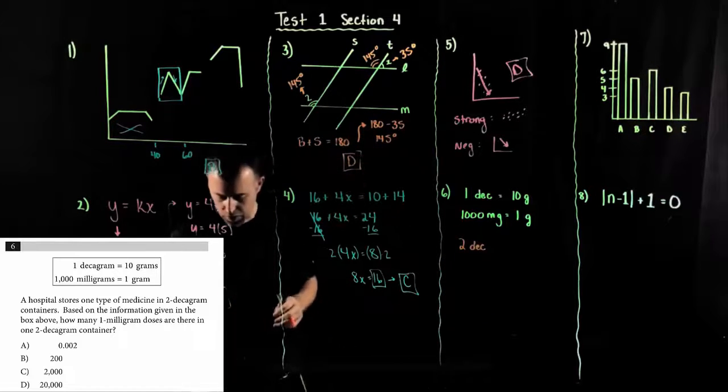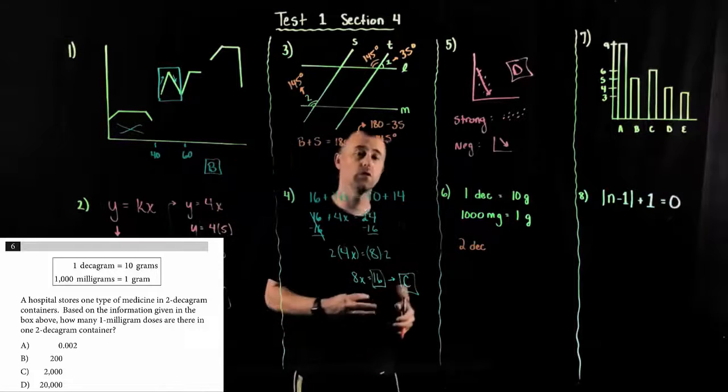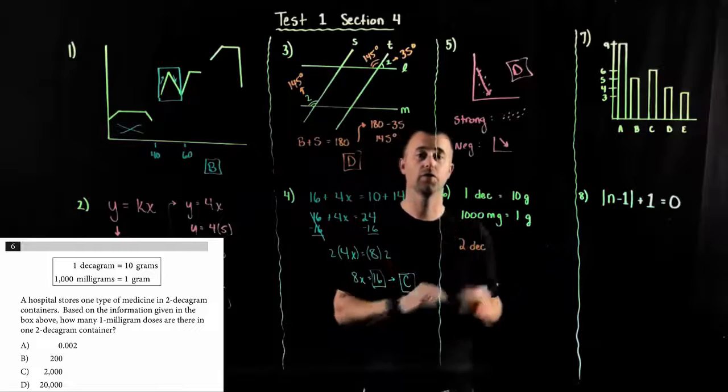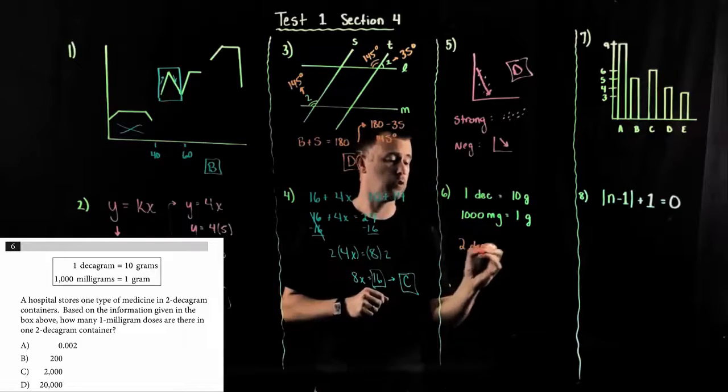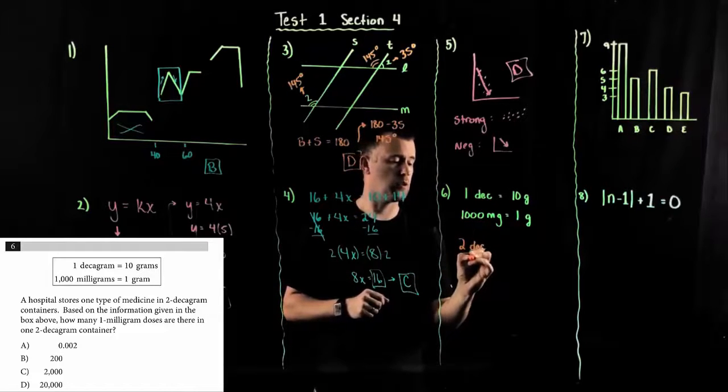So what I'm going to do is take 2 decagrams, and I want to convert that to milligrams. I want to see how many milligrams I have. So I want to do some conversions, and I have these conversion factors that are going to help me do that. So what you do is you take the 2 decagrams, and I'll just go ahead and put it over 1.